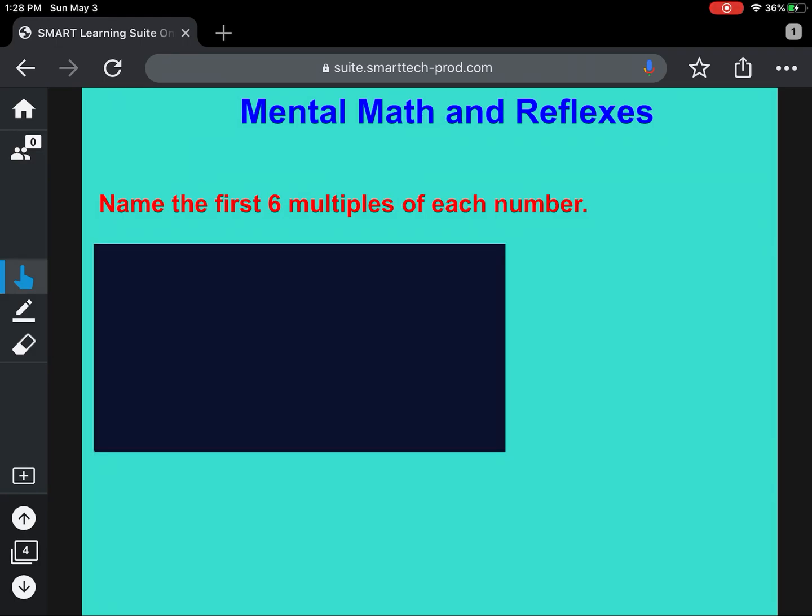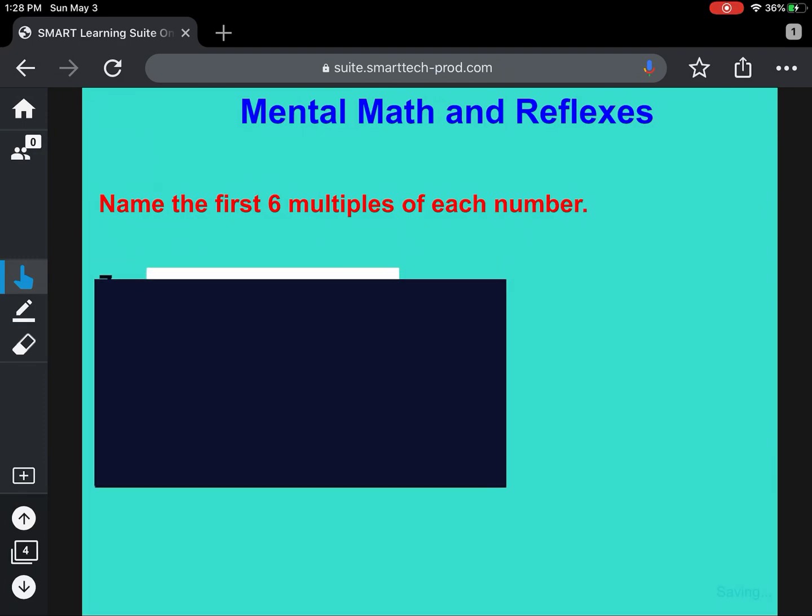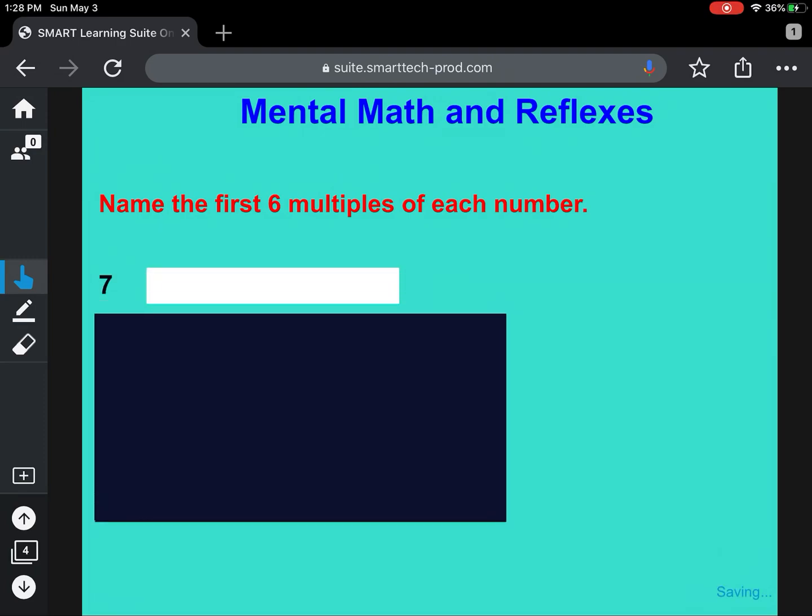This time, on your paper, you need to write the first 6 multiples of 7, or counting by 7, or taking 7 and multiplying it times every number, up to 6. So pause your video now and figure out the first 6 multiples of 7. Then turn your video back on to check your answers.